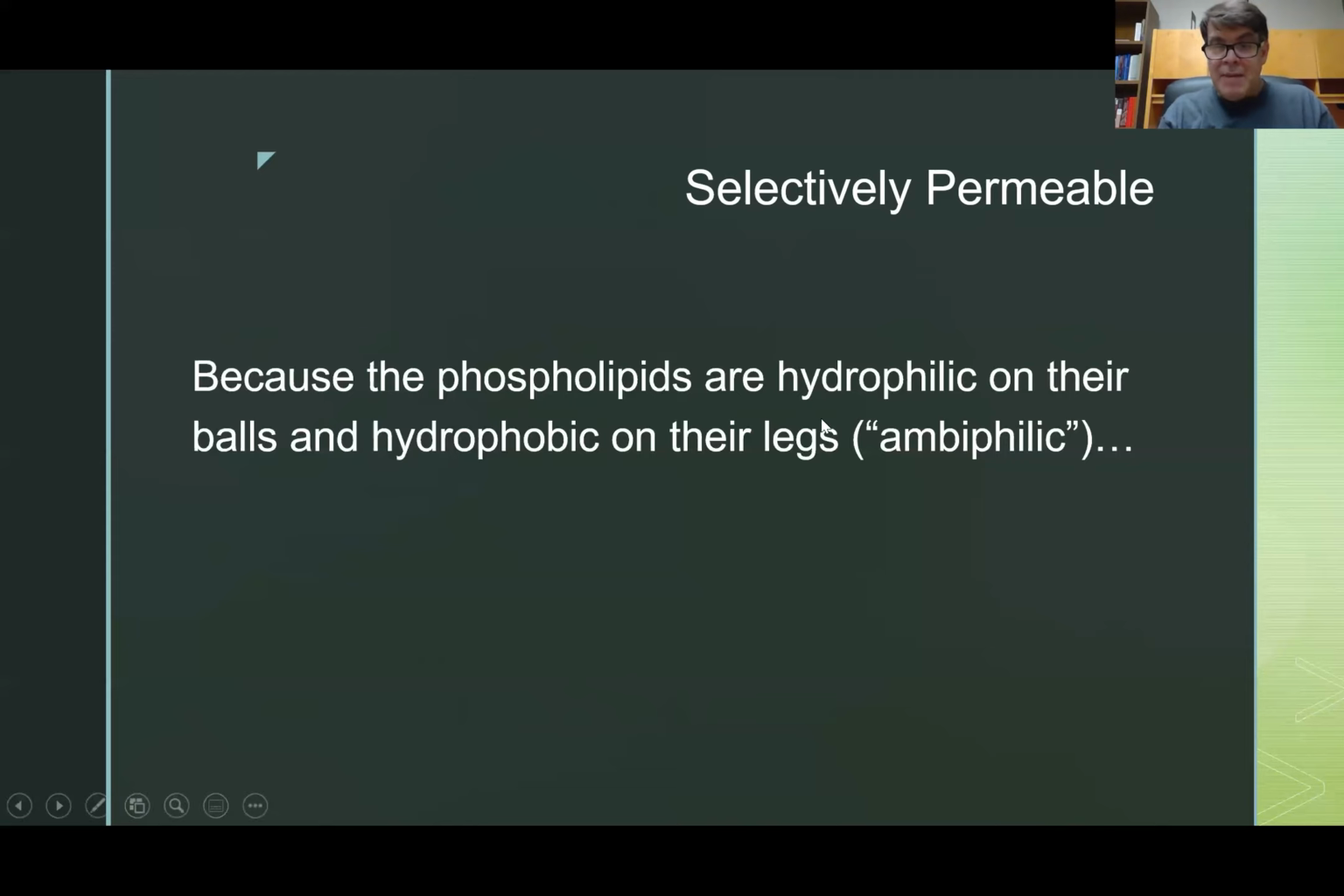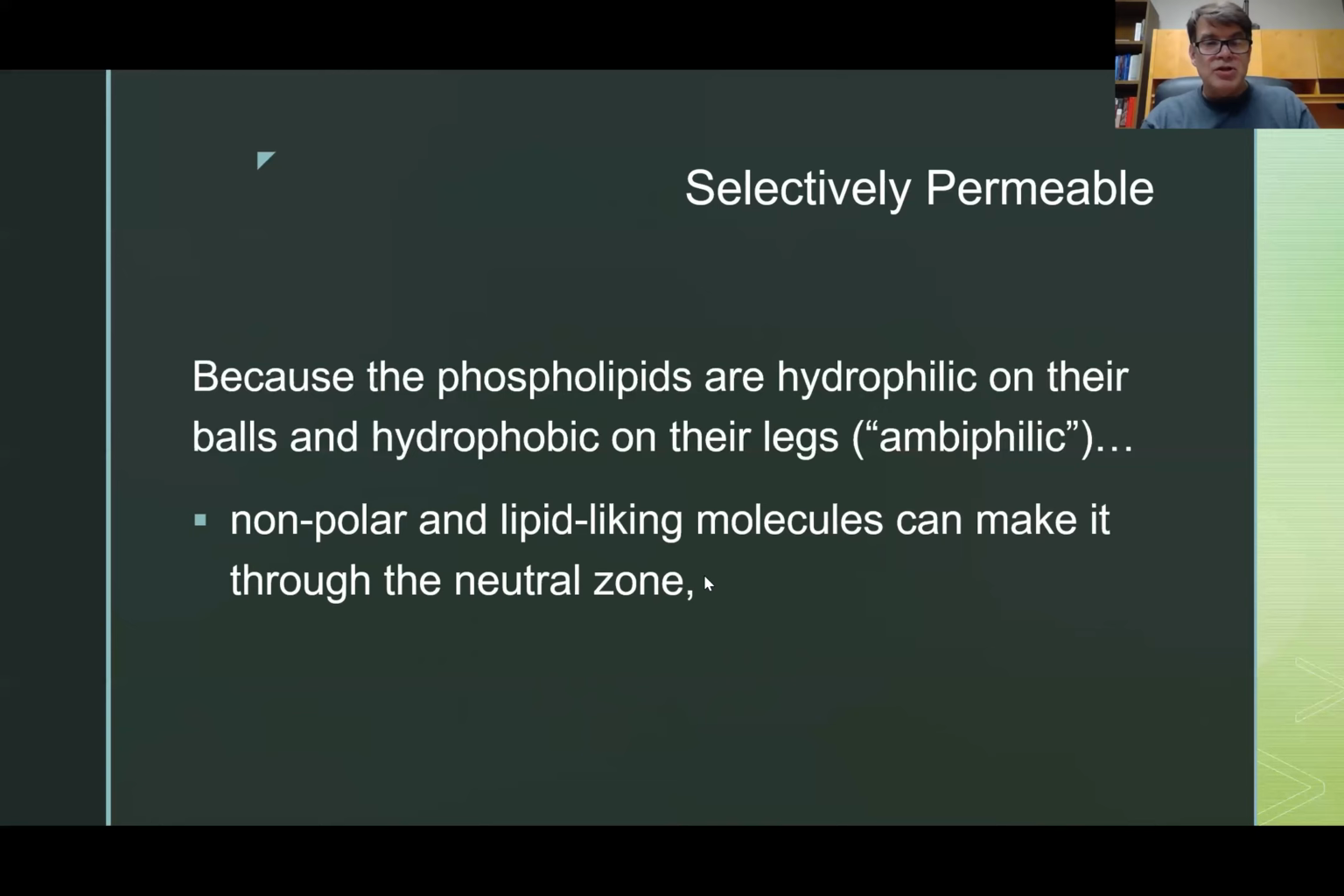By the way, ambiphilic means both philic. It means liking both. I'm not sure it's a great term, but it basically means that the phospholipid is hydrophilic on one end and hydrophobic on the other. The fact that it is both means it's ambiphilic. I don't have a problem with the term. It just isn't very easily illustrated. Okay, so this is what I've just said.